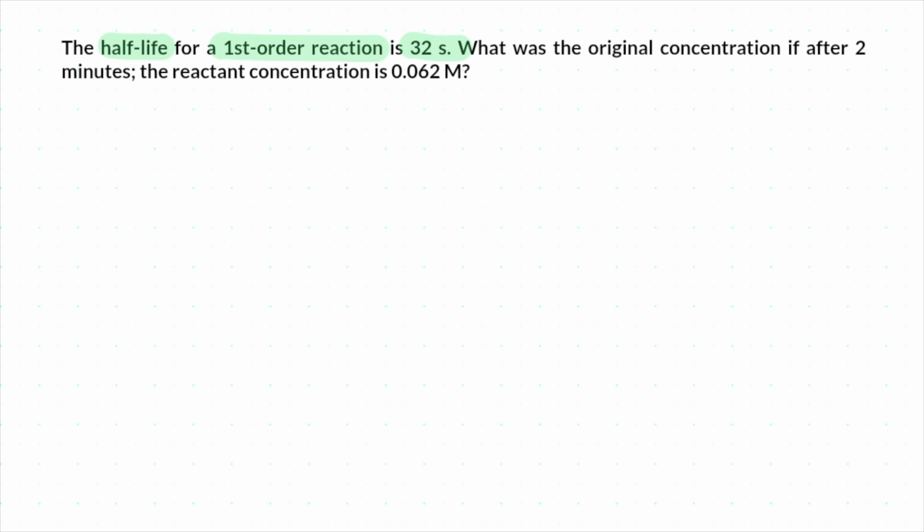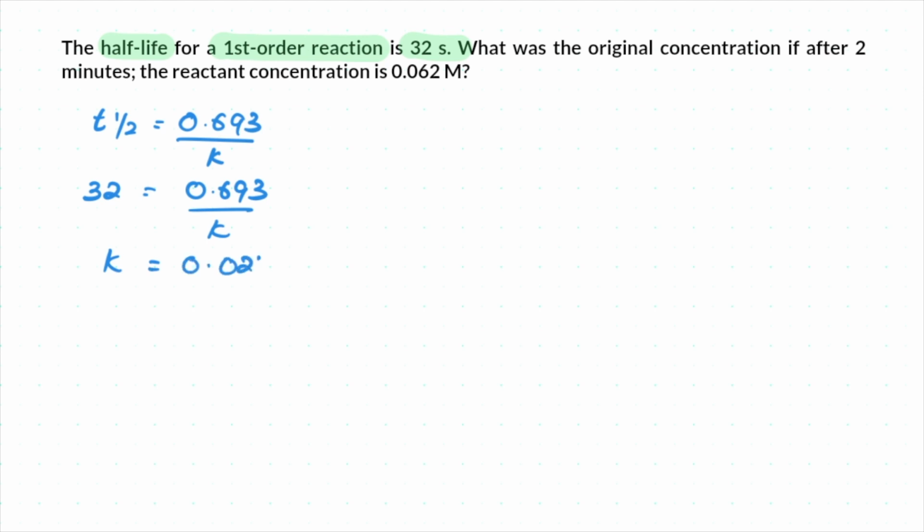So in a first order reaction, the half-life is equivalent to 0.693 divided by K. Therefore, your half-life is 32 seconds and you can find the value of K. So K is equivalent to 0.021656. So next up, because you know that this is a first order reaction, we can use the first order reaction formula, which is ln At is equivalent to negative Kt plus ln A naught.